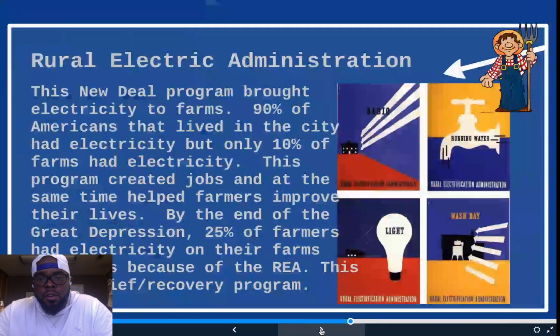The next one will be the REA. What the REA did was this was both a relief and recovery program. And by the end of the Great Depression, 25% of farmers had electricity on their farms because of the REA. It gave the idea that we had only 10% of the population living on farms. So those farms need to be able to have electricity to function right and give us food to eat. So this really helped those individuals that live on the farms, also helped the United States public as a whole.